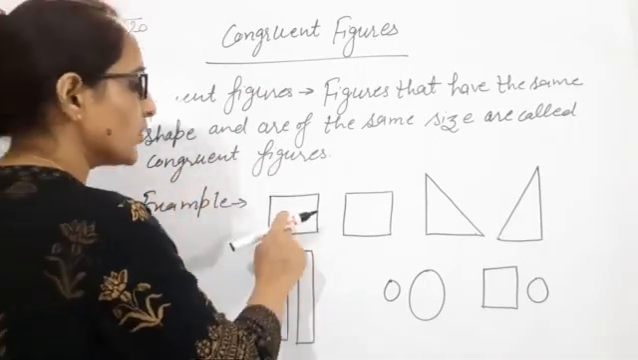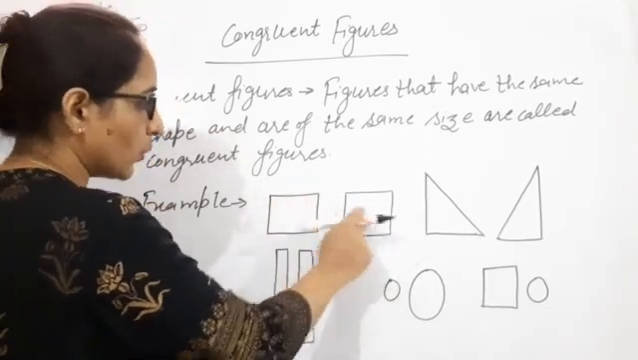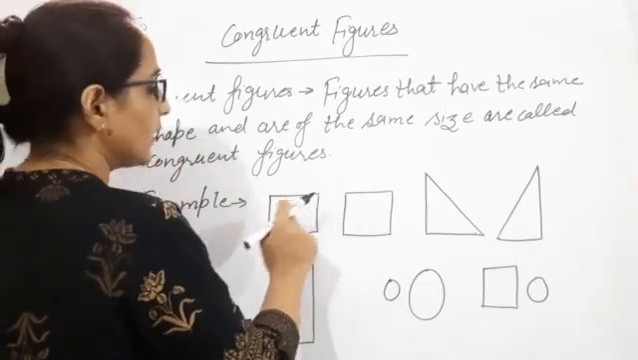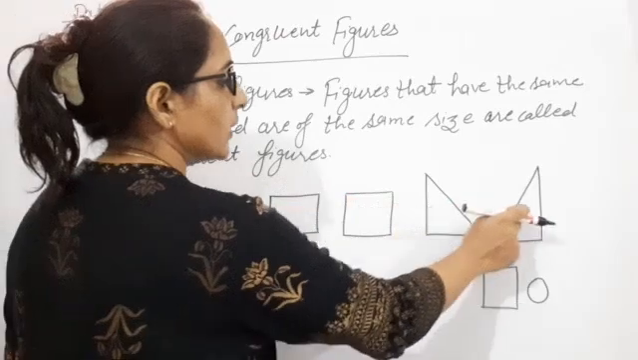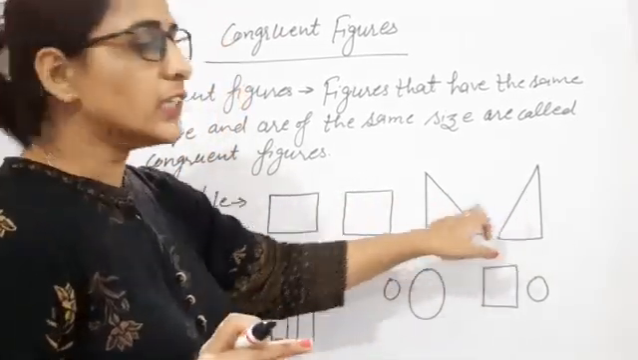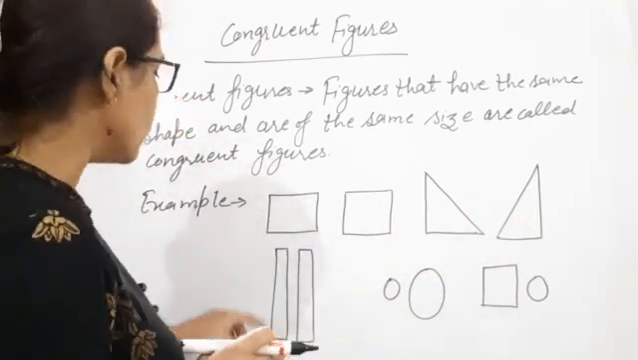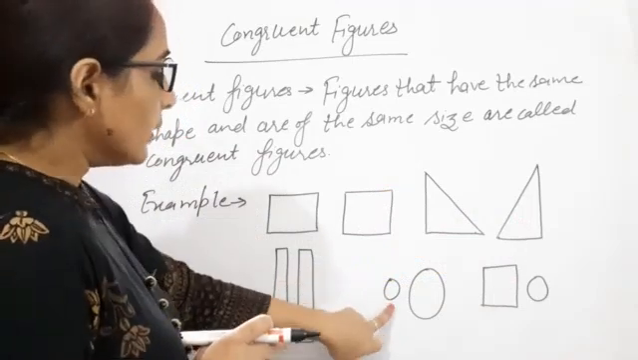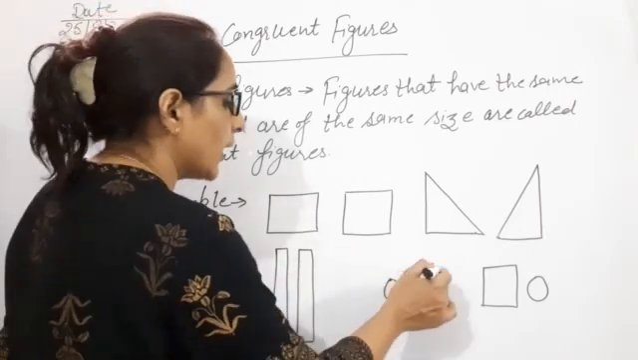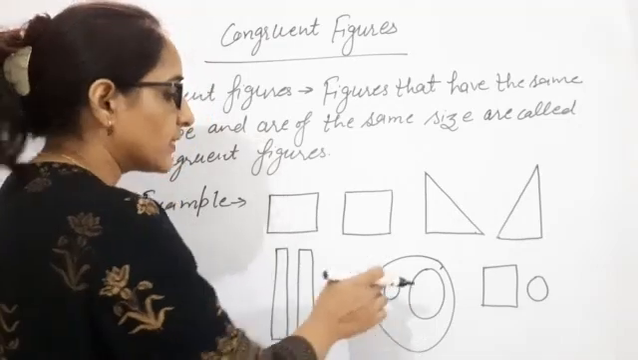Like this one, this figure and this figure both are the same. When we look there, they look the same, and the size is also the same. So these are congruent figures. Then this one is a triangle, both look the same to each other, like Kit Kat, Pit Pat. Here a small circle is given and a bigger circle is given. Both are not the same. Clear? When we look there, they are not the same. In size they are not the same.